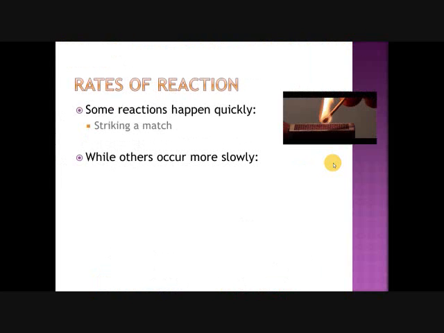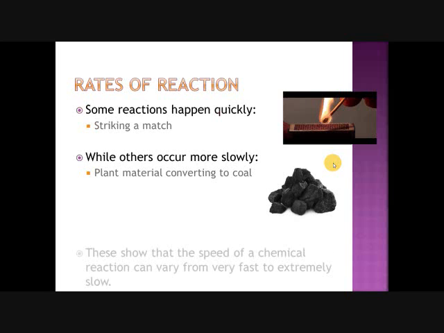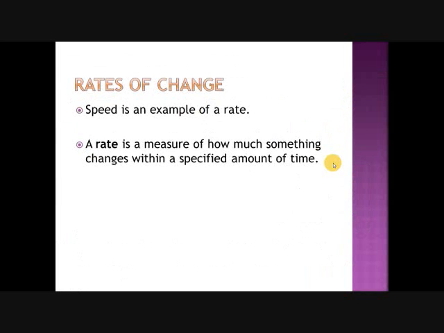So some reactions happen really quickly, like when you strike a match. That happens almost instantaneously, while others occur more slowly, like when biomaterial is turning into coal. That's why we call it a non-renewable resource, because it's kind of hard to depend on because it takes so long. So these are two examples of the many types of reactions that can vary from very fast to extremely slow speeds. Speed is an example of a rate.